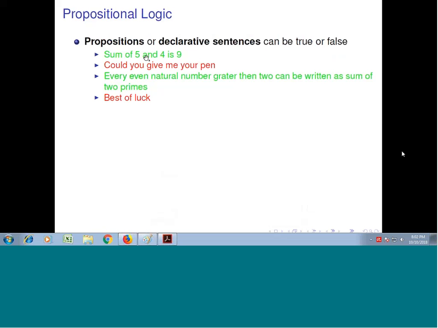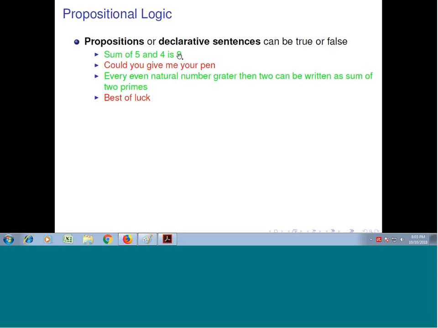So propositional logic says that whenever you are going to provide some information or knowledge, it should be in the form of propositions, or declarative sentences, because they are providing some knowledge. What is important about a declarative sentence is that it is either true or false. So whenever things are fed into the system, they should be declarative sentences, and they should be either true or false. So let us one by one try to see whether these statements are true or false.